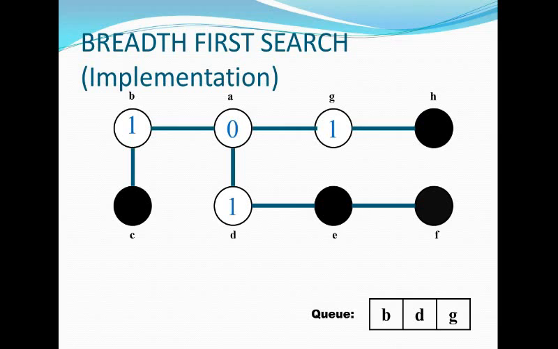When we dequeue the queue, our node A is deleted from the queue, and all the child nodes of node A, that are B, D and G, are enqueued into the queue. Now you can see our queue is B, D and G.